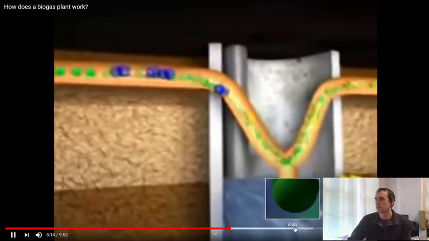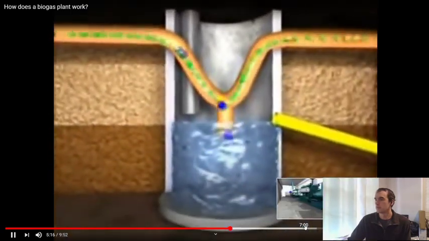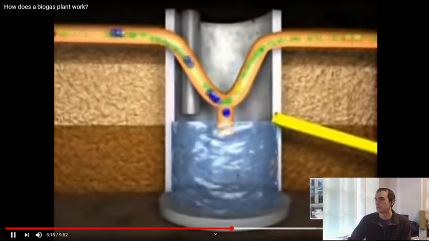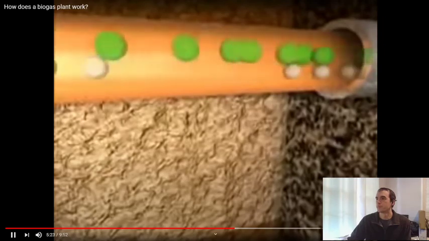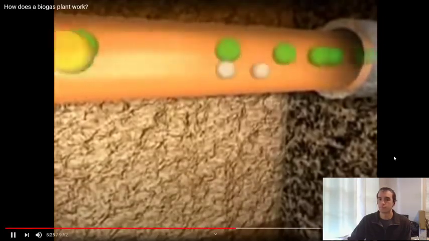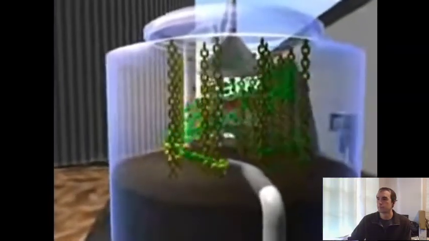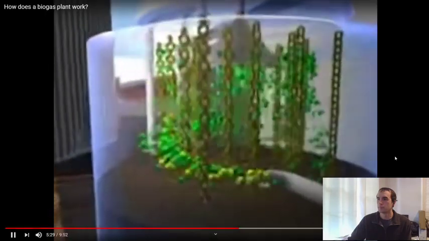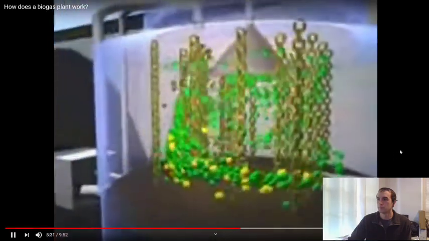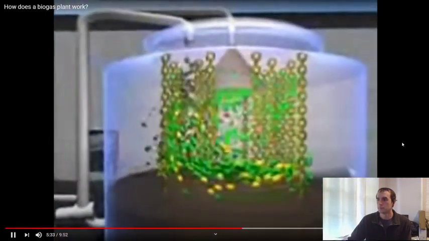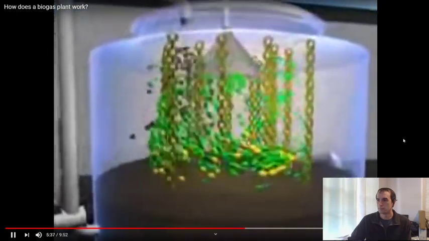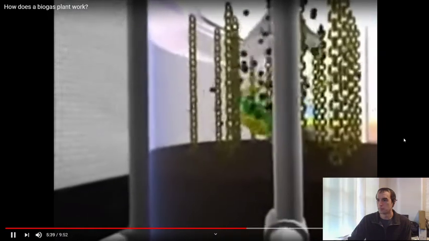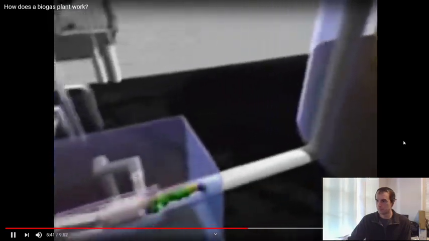The gas is first freed from water vapor, colored blue here. The condensation water is collected in a condensation shaft and pumped out. The aggressive trace gas hydrogen sulfide is now extracted from the biogas in a biological desulfurization plant. By introducing air into the container, certain bacteria cultures are able to establish colonies on the chain. Here they decompose hydrogen sulfide into harmless sulfur and water.